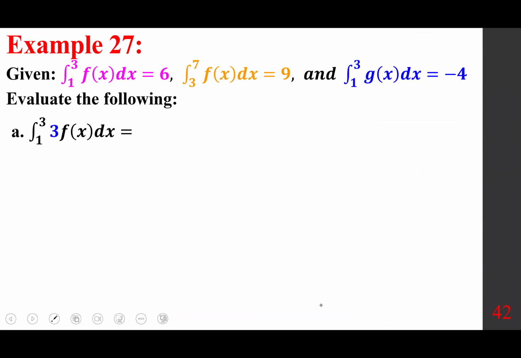Let's look at a couple of examples quickly, everybody. The integral of 1 to 3, 3f of x dx. What is given? The integral of 1 to 3 f of x dx is 6. The integral of 3 to 7 f of x dx is 9. The integral of 1 to 3 g of x dx is minus 4. You want to evaluate the function. So basically, you are going to take the 3 out. Then it becomes identical to this, right? So 3 times that.